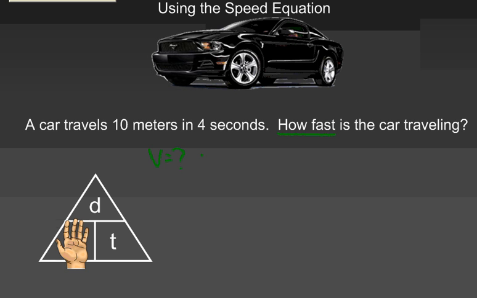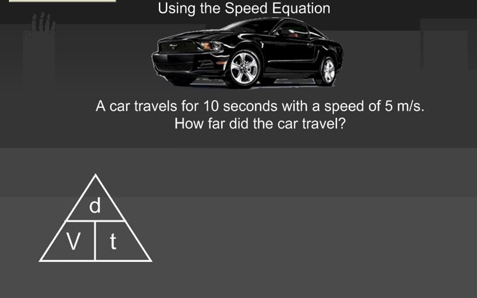We know that V equals distance divided by time. We can go ahead and plug that in with our distance being 10 meters and our time being 4 seconds. So we're going to go ahead and put 10 meters and 4 seconds. 10 divided by 4 is 2.5. And since we have meters on top and seconds on the bottom and nothing cancels out, it's 2.5 meters per second. That'll be our first example.